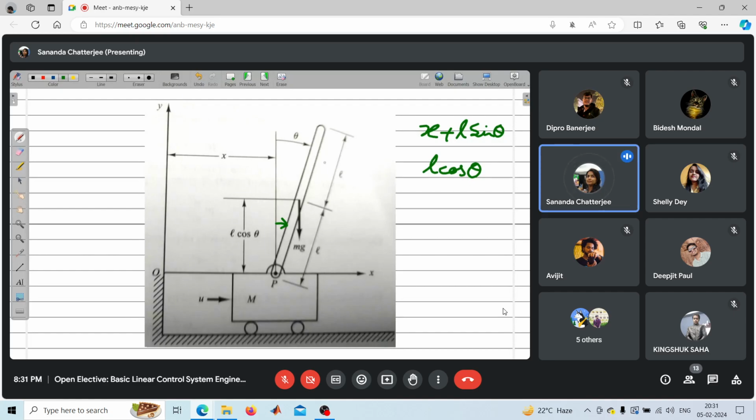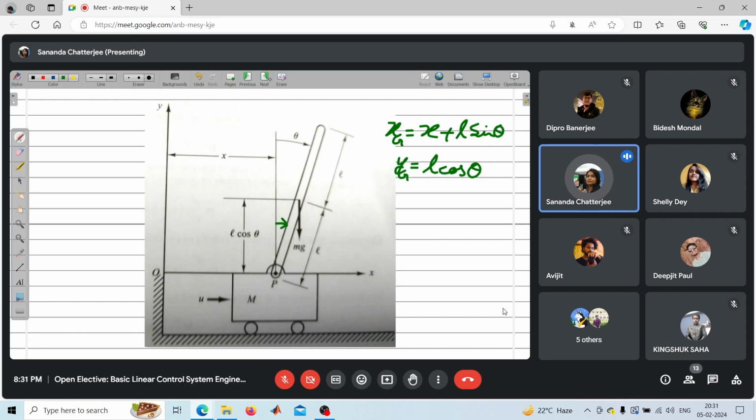Okay. So therefore, why are we considering this x cos theta? Because this cart is actually restricted, so there will be no vertical movement of the cart. So we are assuming this position to be 0. Therefore, the y coordinate of the CG we can consider like this, and the x coordinate of the CG we can consider like this.